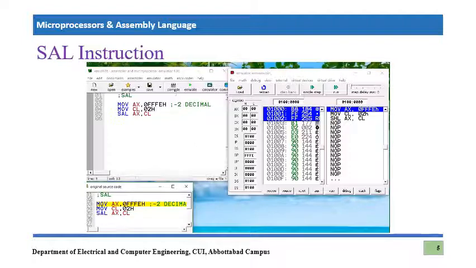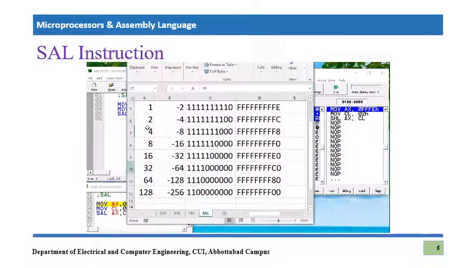Before we go through step-by-step emulation of this program, I want to explain using an Excel sheet, because I have designed it for you. This is -2, and we are going to shift it.